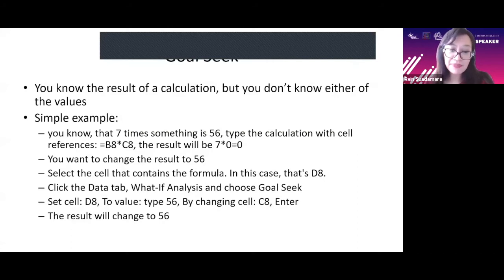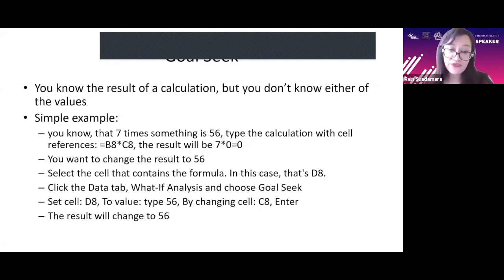This is a simple example. So you know that 7 times something is 56. So you type the calculation with the cell reference. Let's say B8 multiplied by C8, the result will be 7 multiplied by 0, which is 0. But you want to change the result to 56.